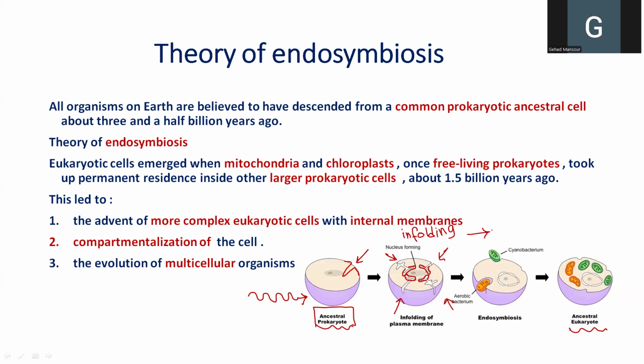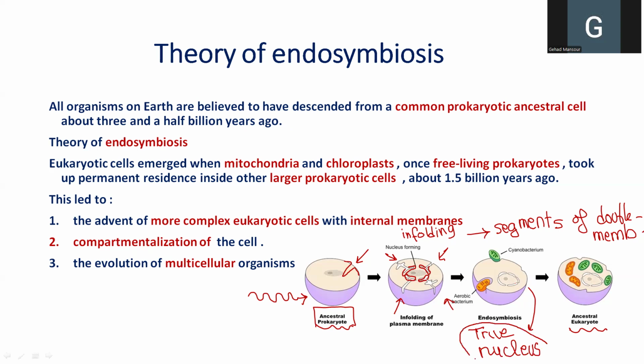And this infolding resulted in segments of double membranes. And of course, these segments of double membranes are very similar to the plasma membrane, meaning that they are phospholipid in nature. And we ended up, according to this theory, by having a true nucleus that is surrounded by a nuclear membrane. So the most important characteristic of a true nucleus is that you have the genetic material inside, and that genetic material is surrounded by a double membrane. This is the first change that occurred in the ancestral prokaryote.